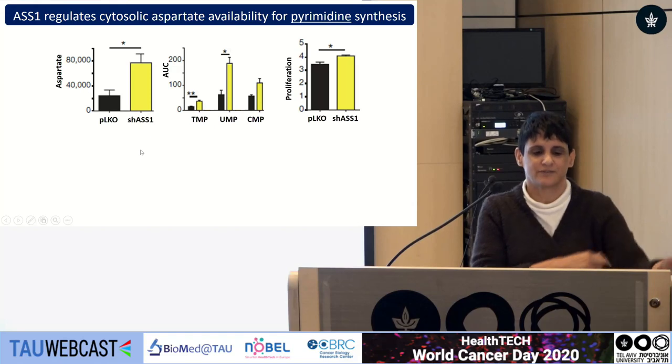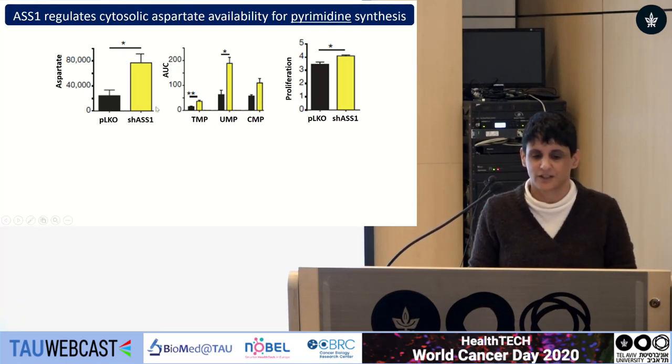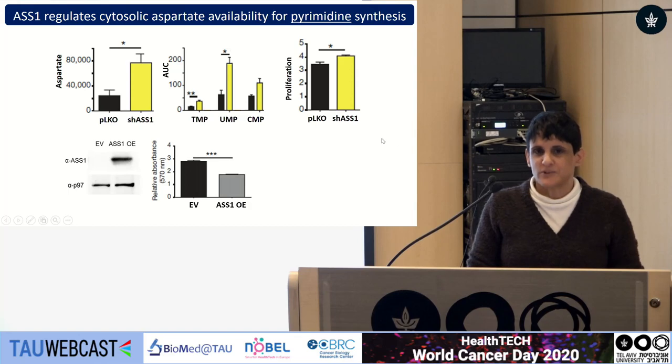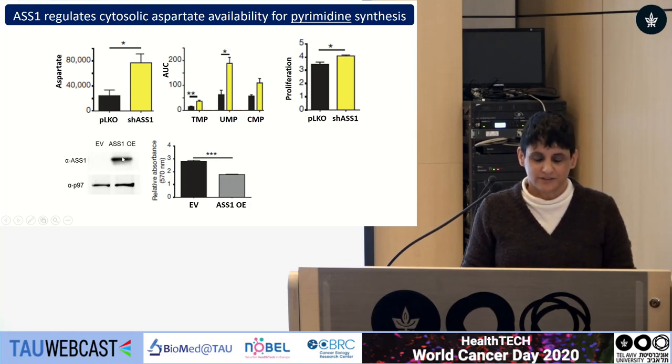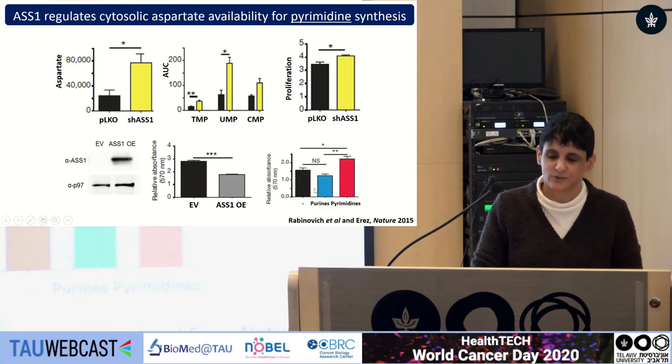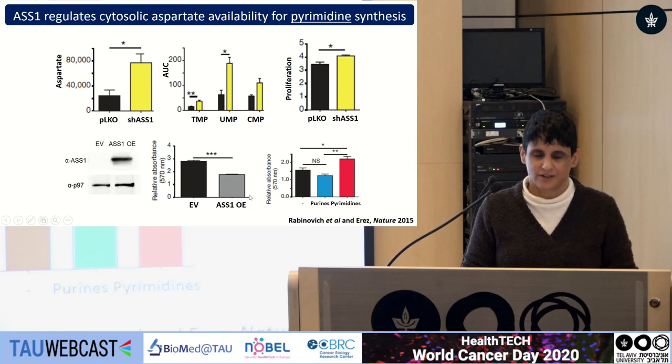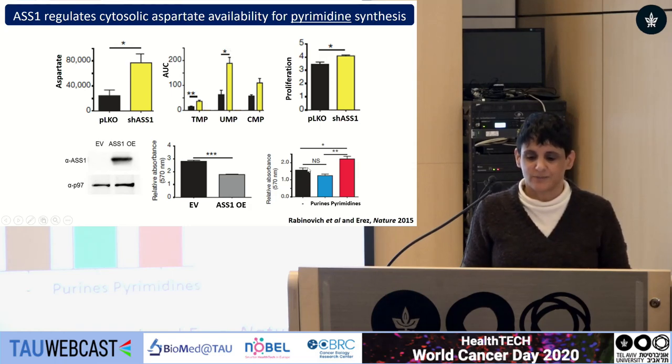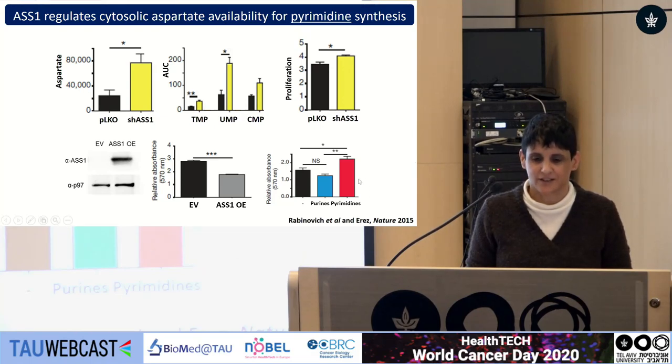and as I told you, with the labeling and the flux, we were able to show that in those cancers with ASS1 silencing, we have higher levels of aspartate, we have more synthesis of pyrimidines, as you can see here by the yellow bars, and we have increased proliferation. The opposite happens when we overexpress ASS1 in cancers. We restrict tumor proliferation. And what was interesting was that we can rescue this restricted proliferation not by supplementing any nucleotide, but by supplementing specifically pyrimidines. And this is an important point.